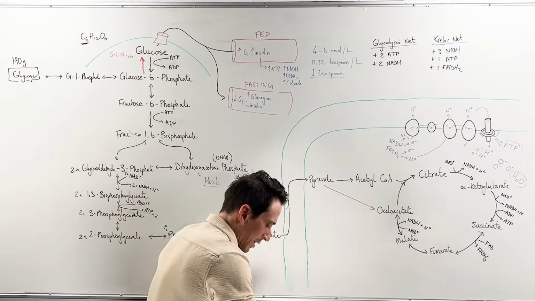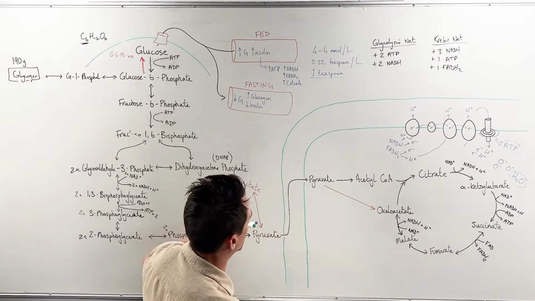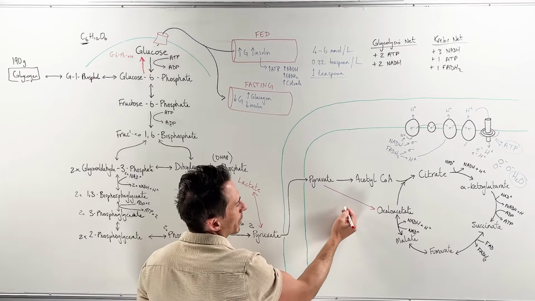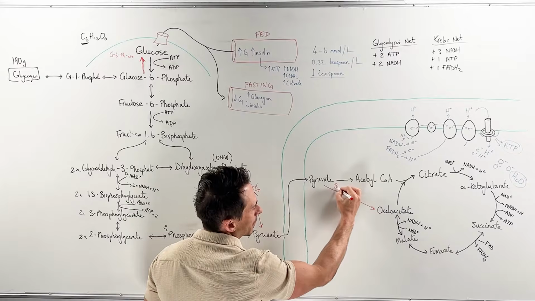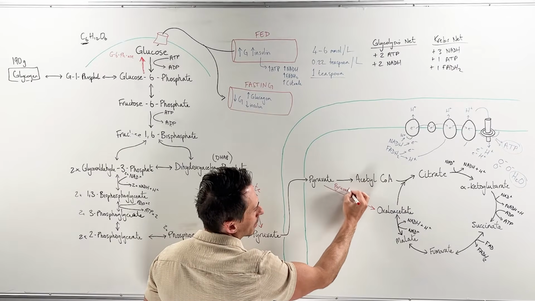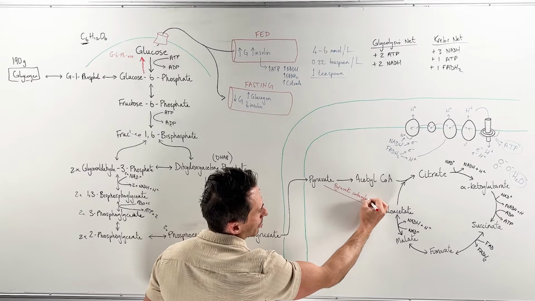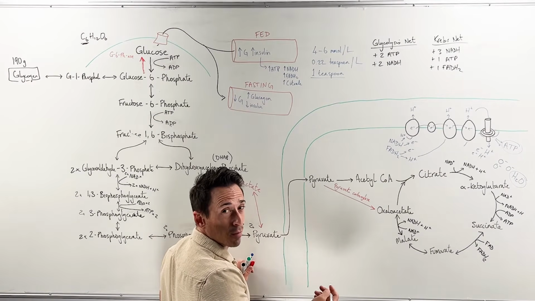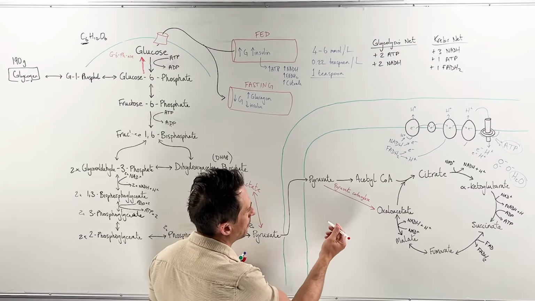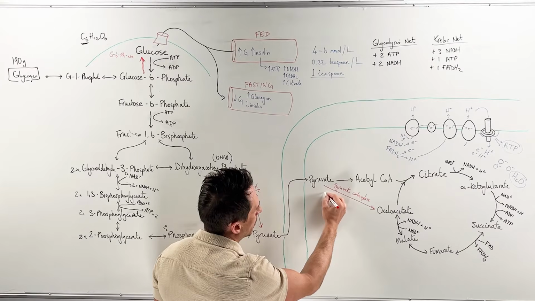Now, this is where that glucagon comes into play. Remember I told you it switched on glucose 6-phosphatase? Glucagon will switch on an enzyme here called pyruvate carboxylase, which turns pyruvate to oxaloacetate. Pyruvate to oxaloacetate. This uses ATP. We need ATP in this process.